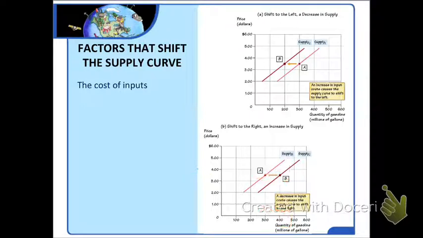So the price has not caused a change in supply. The cost of inputs has caused a change in supply. In panel A, we had a decrease in supply. In panel B, we had an increase in supply.